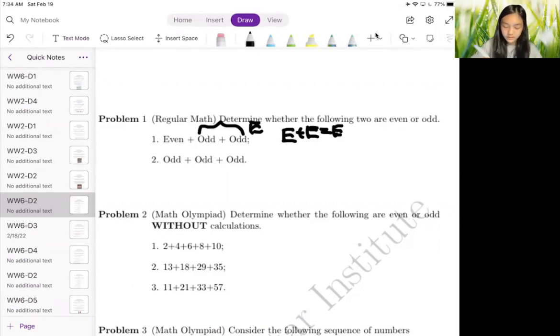Odd plus odd plus odd. Odd plus odd is even, and then it's even plus odd, and this should equal odd.